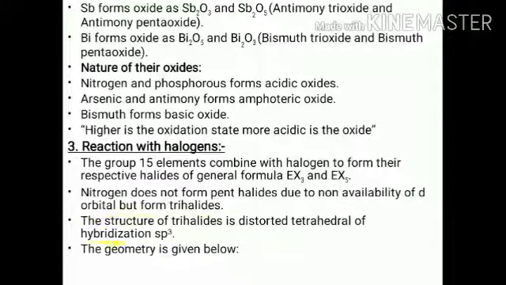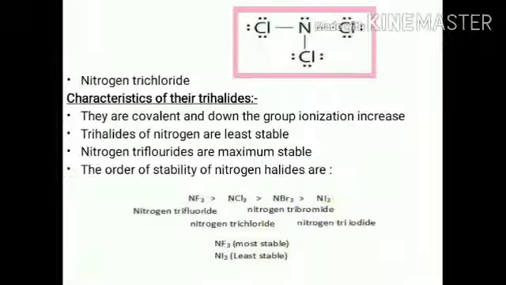The structure of the trihalide is distorted tetrahedral. The hybridization is sp3. The geometry is given below. This is the structure of nitrogen trichloride, NCl3.